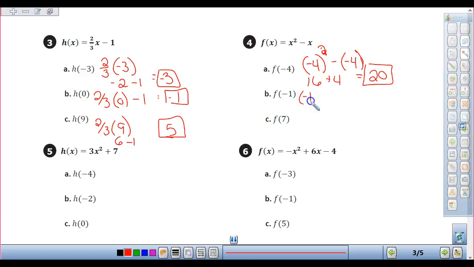And so now I've got negative 1 squared minus a negative 1. Negative 1 squared is positive 1. And then a minus a negative gives me a plus 1, which gives me 2. And then we can do 7. 7 squared minus 7, what's 7 squared? Minus 7? 42. Yep.